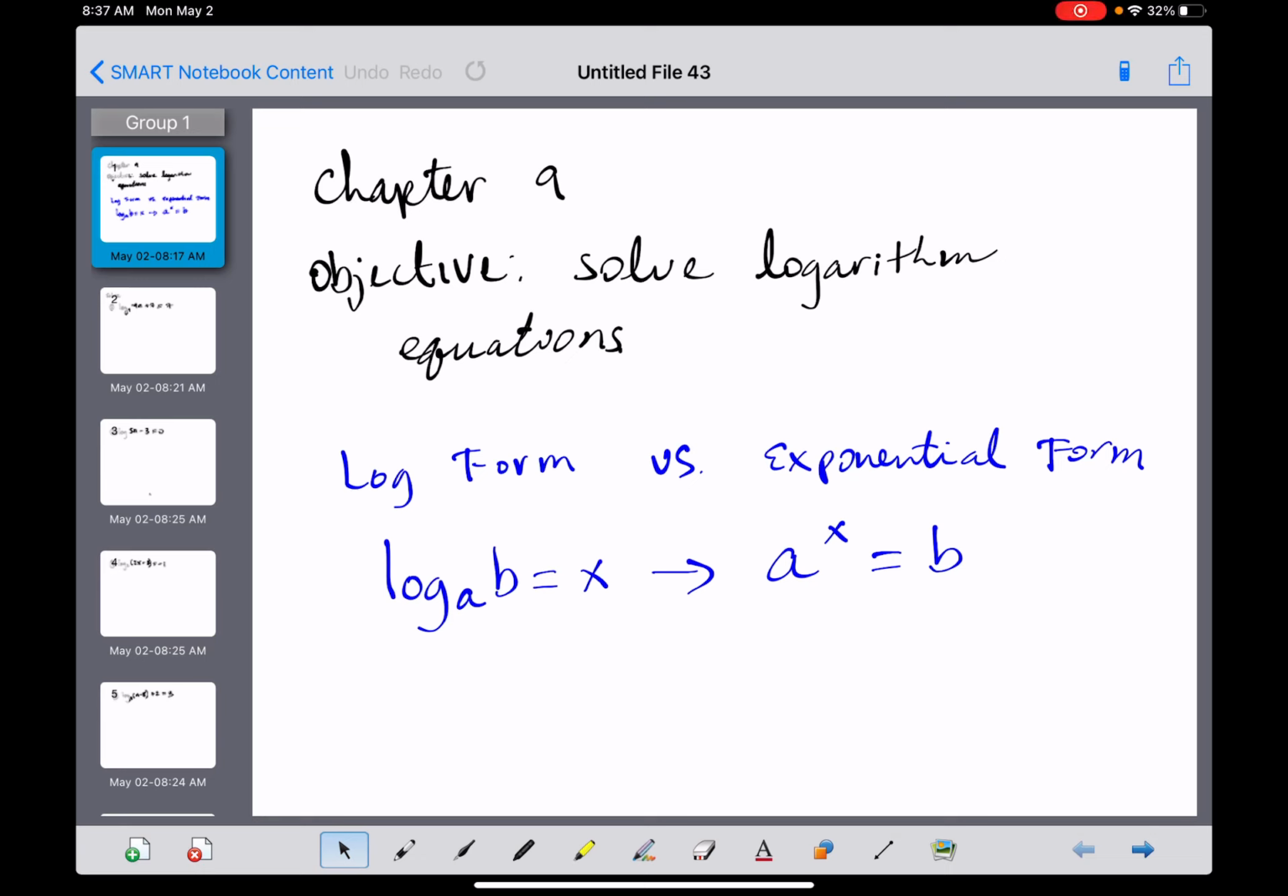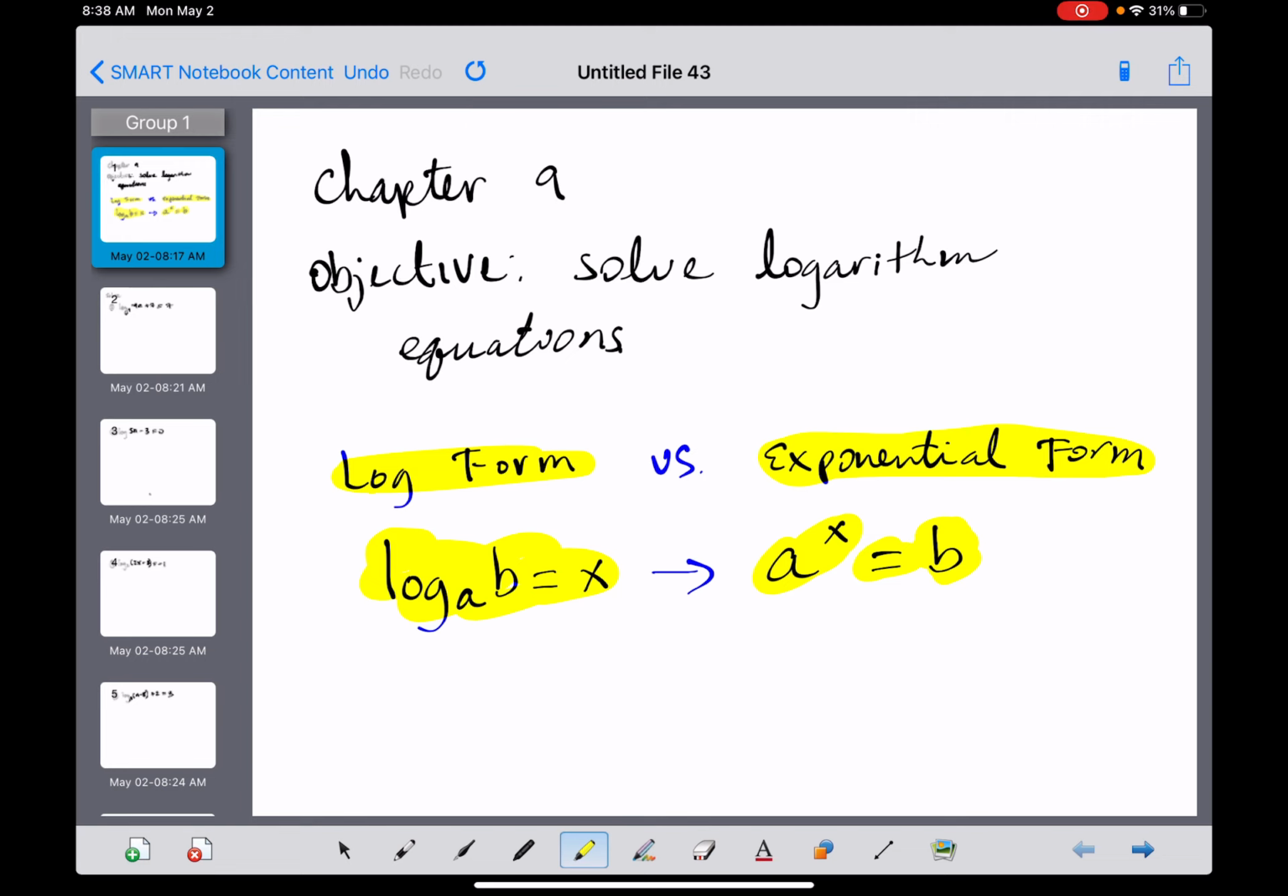Okay guys, in this lesson we will be solving log equations. Before we can solve log equations, let's go over one property that you learned in chapter 5, okay? That property is the log form versus exponential form. In chapter 5, we learned that when you're given this log form right here, log base a of b equal to x, then we can convert it to exponential form, which is a to the x power equals b. Remember this? We're going to need this in order to solve log equations.